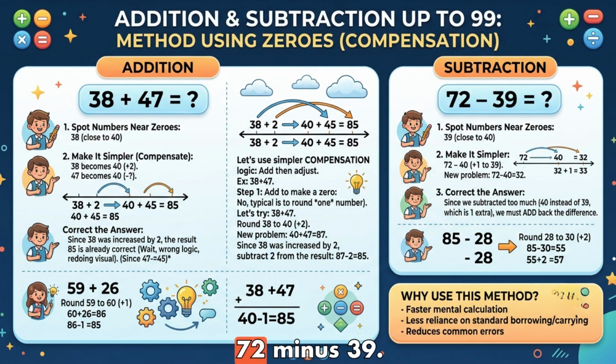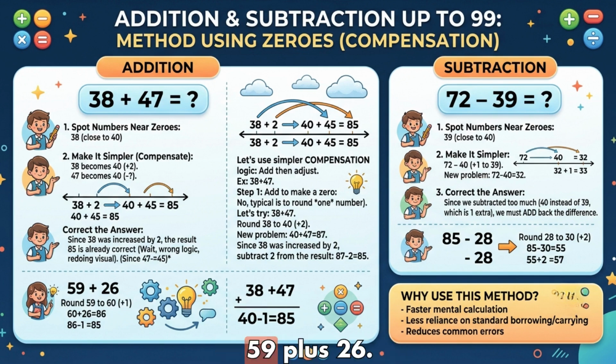Subtraction example: 72 minus 39. First, spot the number near a 0, which is 39, close to 40. To make it simpler, round 39 to 40, which is adding 1. The new problem is 72 minus 40, which equals 32. Since we subtracted too much, 40 instead of 39, we must add back the difference. 32 plus 1 equals 33.